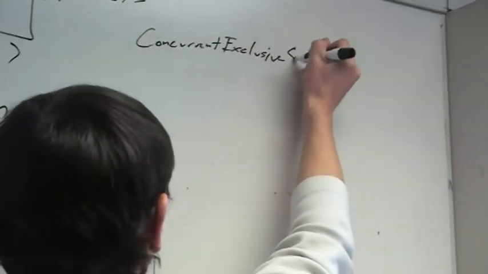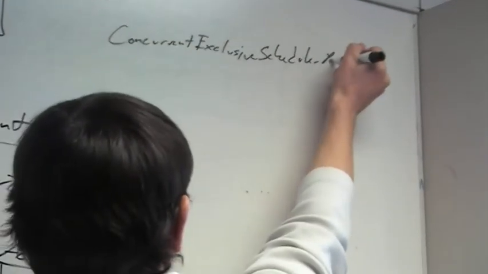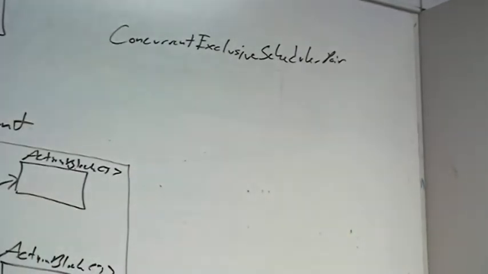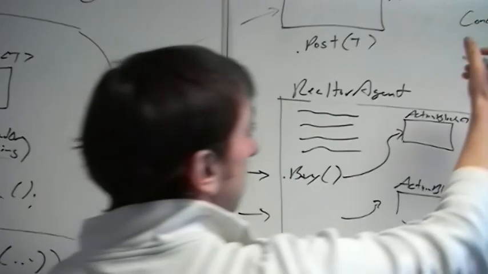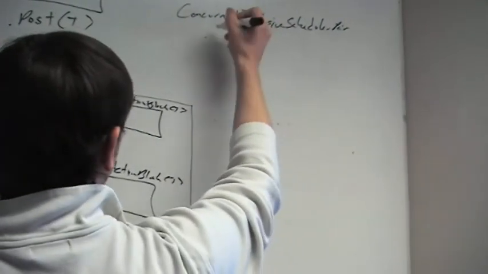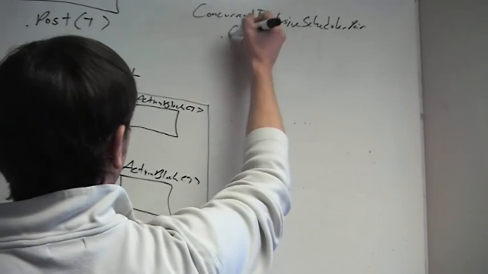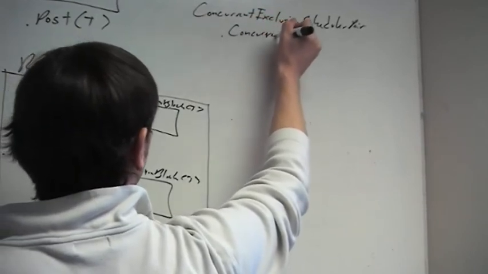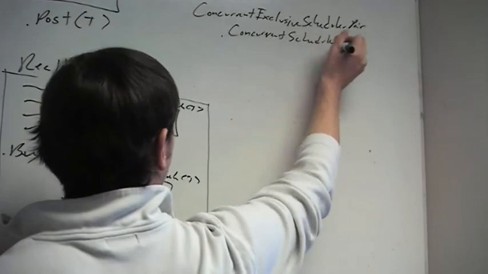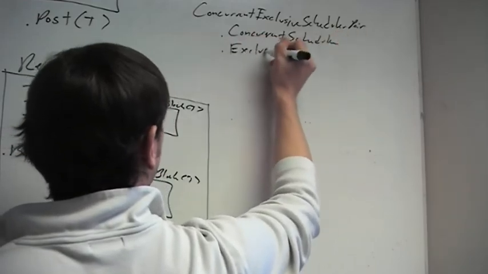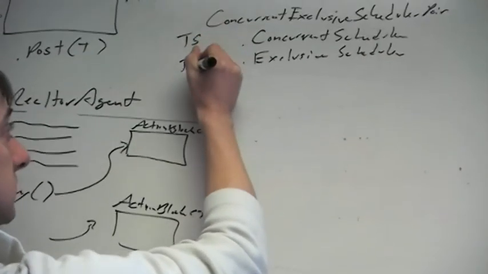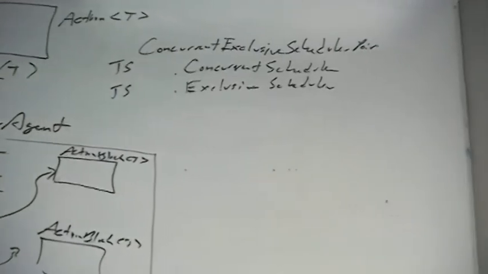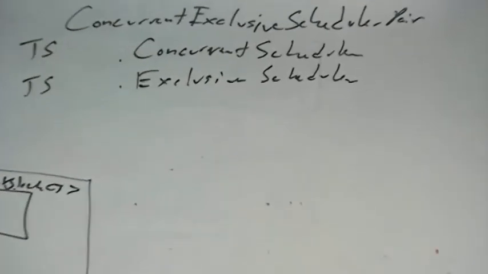ConcurrentExclusiveSchedulerPair. It's a long name, I know, but it's descriptive. Yes, it is. And again, this shows how we're building on top of and using things from the Task Parallel Library from .NET 4. This is a very simple type that exposes, from an API surface, a concurrent scheduler and an exclusive scheduler, both of which are just .NET 4 task schedulers. Okay. So you can just schedule a task to these guys, and they'll behave exactly like I just described.